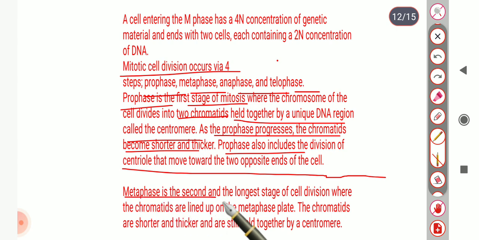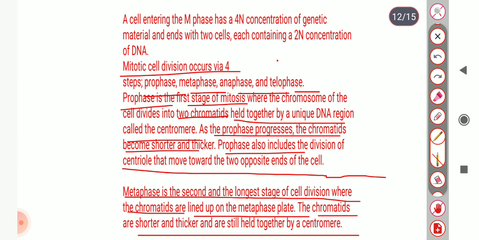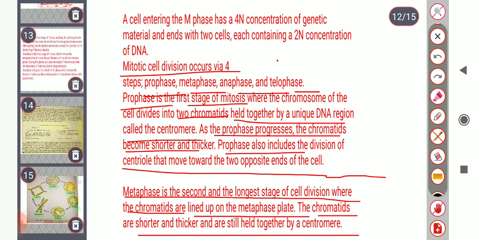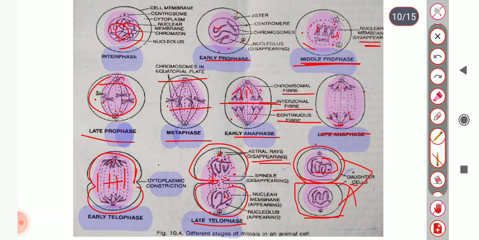Metaphase is the second and longest stage of cell division, where the chromatids line up into the metaphase plate. The chromatids are shorter and thicker, still held together by the centromeres. You can see these are the structure of prophase. The cell and chromosomes are arranged in the middle prophase. Prophase is divided into three types: early prophase, middle prophase, and late prophase. In metaphase, chromosomes align in the metaphase plate, and the centromere fibers bind to the chromosomes.